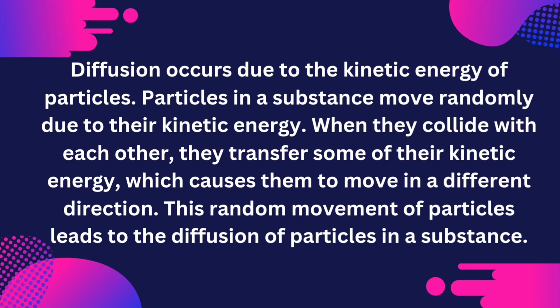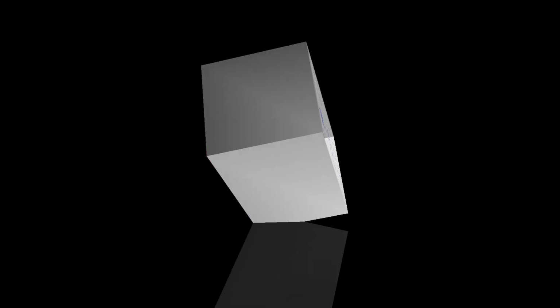Diffusion occurs due to the kinetic energy of particles. Particles in a substance move randomly due to their kinetic energy. When they collide with each other, they transfer some of their kinetic energy, which causes them to move in a different direction. This random movement of particles leads to the diffusion of particles in a substance.